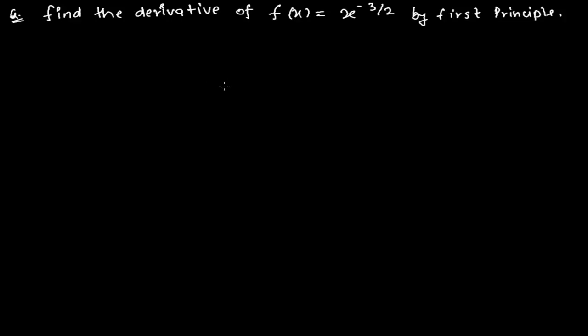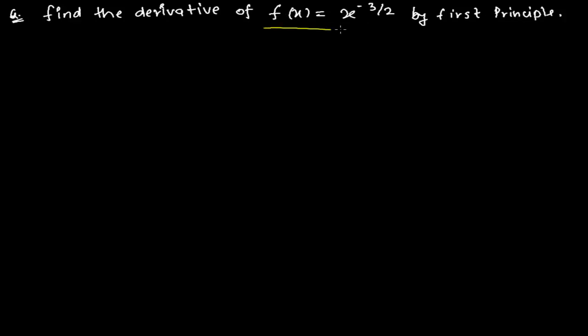Welcome once again. In the previous video we learned the first principle and how to find the derivative using it, and we did a small example also. Now I'm going to find another derivative from another problem. Here is given: find the derivative of the function f of x equals x to the power minus 3 by 2 by the first principle method.